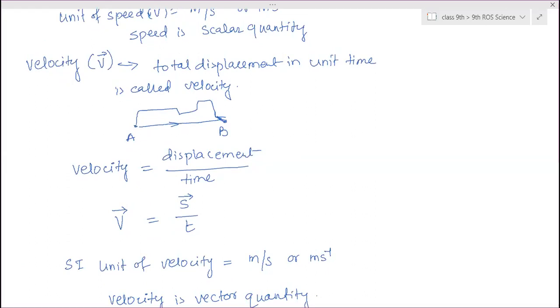Is that point clear? Speed and velocity? What do you mean by speed and what do you mean by velocity? Is the difference clear? Yes, ma'am.